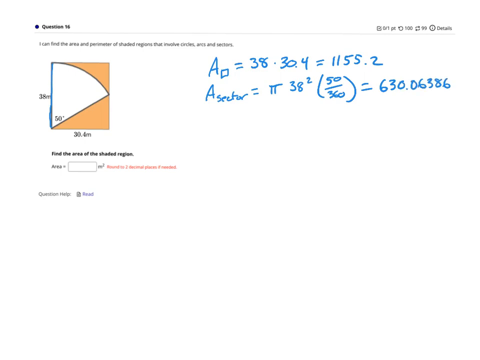When you multiply all that together, you end up with 630.06386. Now, to find the area of the shaded region, I take the area of the rectangle and subtract the area of the sector, and that's going to give me the area of the shaded part, which is 525.14.